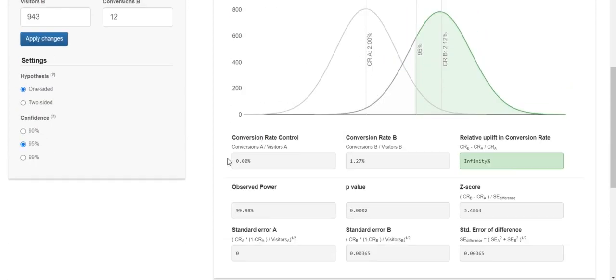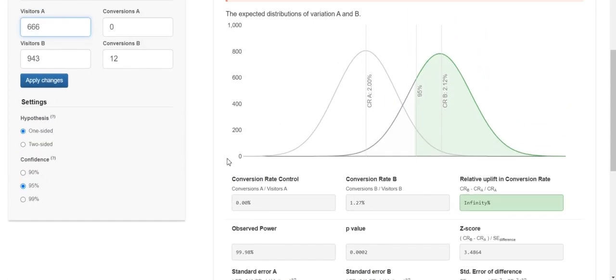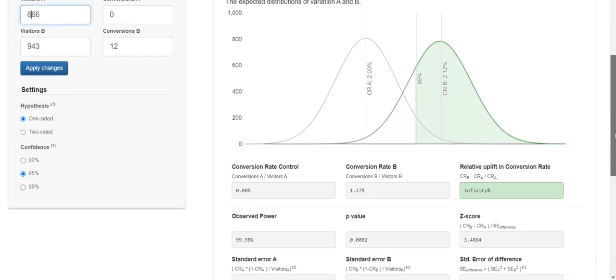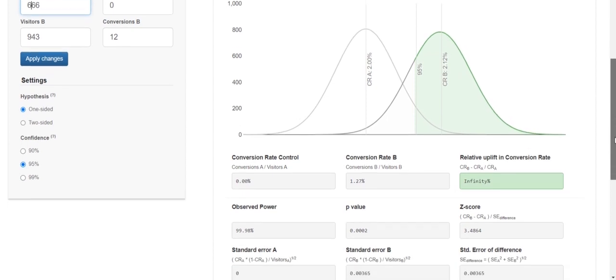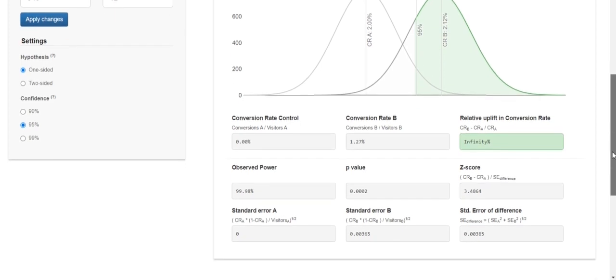Now let's look at the expected distributions of variation A and B, and it's very interesting. If we look at the two graphs and the tables, there are some very interesting numbers here. Obviously, the conversion rate of control and conversion rate of treatment group, we already know, are 0 and 1.27. The relative uplift in conversion rate is going to be very important in your experiment. In this case, it's infinity, because we are dividing by the conversion rate A, which is the control, and because that's 0, we get infinity.